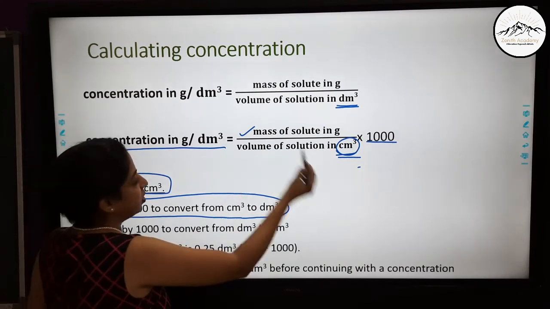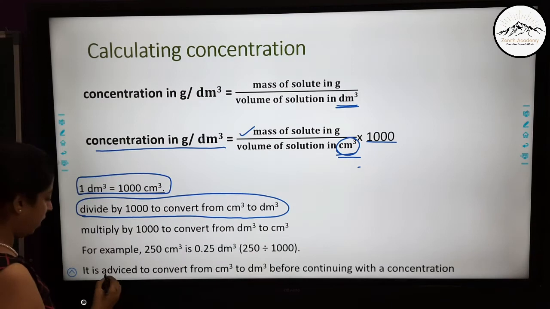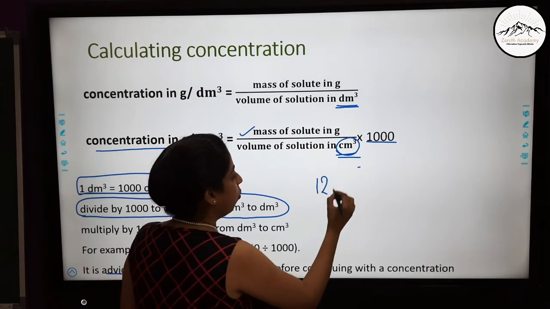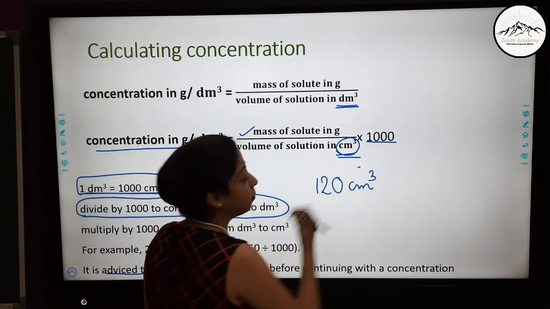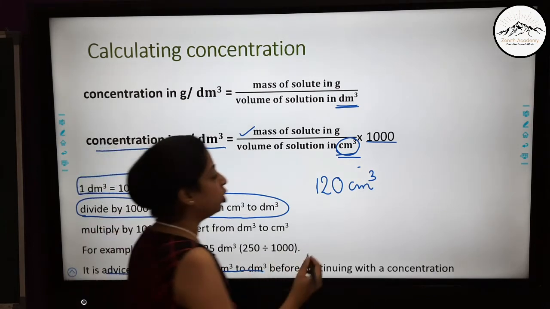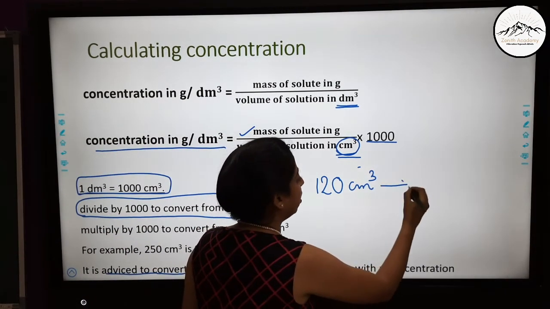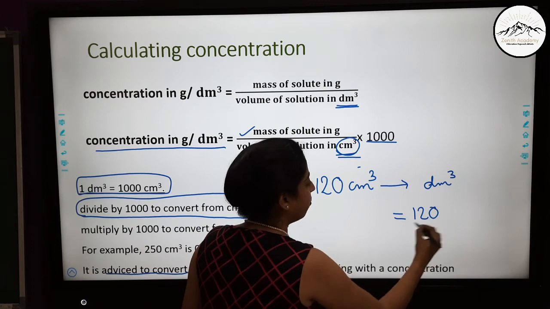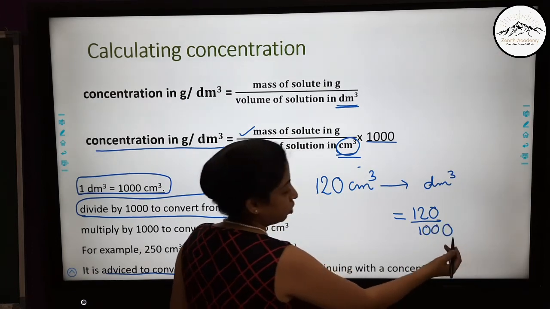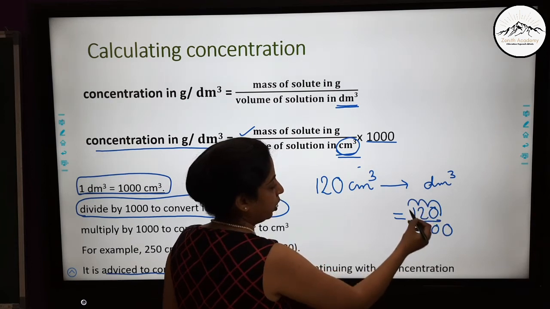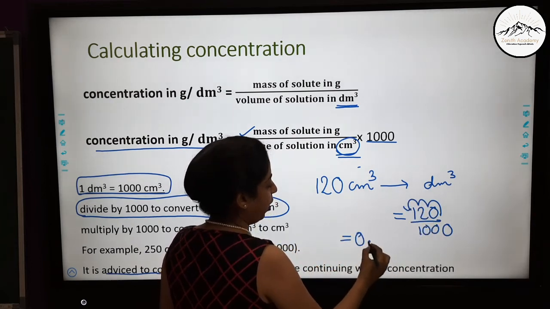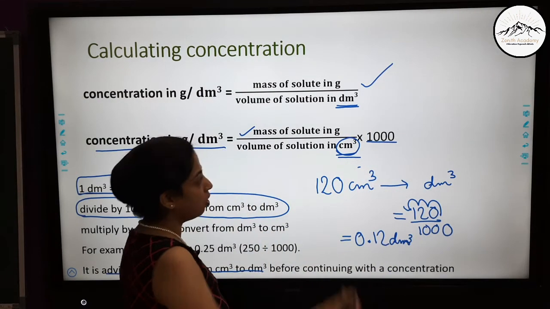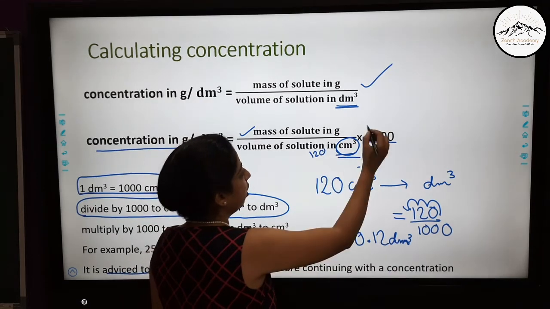You can either substitute in this formula, or it is advised to first convert from centimeter cube to decimeter cube. For example, if 120 centimeter cube is the volume of the solution, then in the very first step you will convert it into decimeter cube. How will you convert? 120 divided by 1000. There are 3 zeros, so just jump 1, 2 and 3. So it becomes 0.12 decimeter cube.